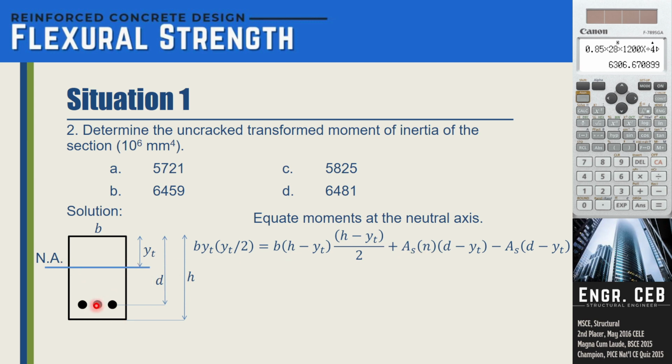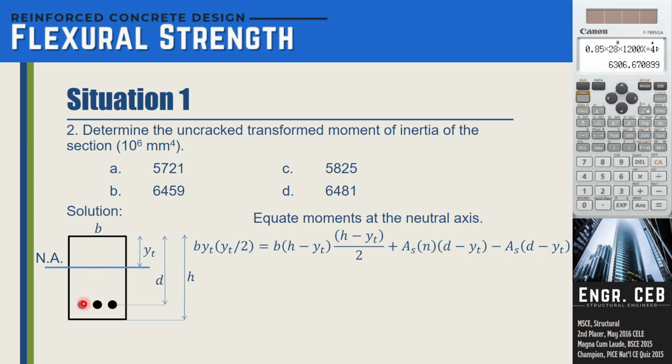Then we take the moment of the steel reinforcement. So A sub s times (d minus y sub t). A sub s is the area of the steel, and then we take the moment of that towards the neutral axis. How far is the centroid of this steel reinforcement from the neutral axis? That is d minus y sub t. And then we have here n, which is called the modular ratio. We use the modular ratio because steel and concrete are two different materials. We multiply the area of the steel reinforcement by n because it is stronger than the concrete. Later on, we will compute the value of this n.